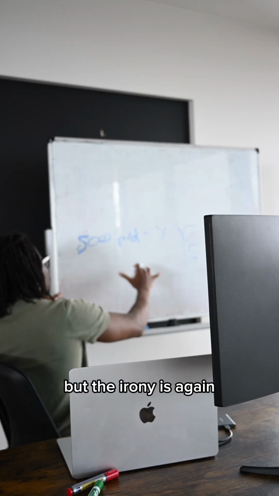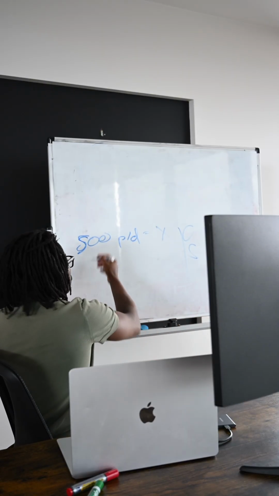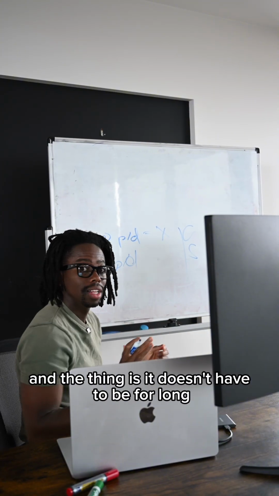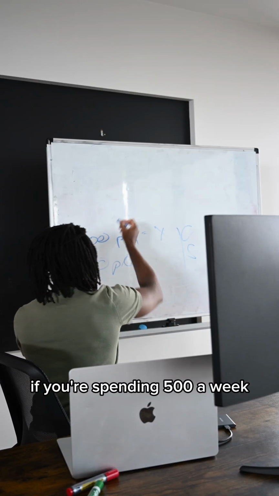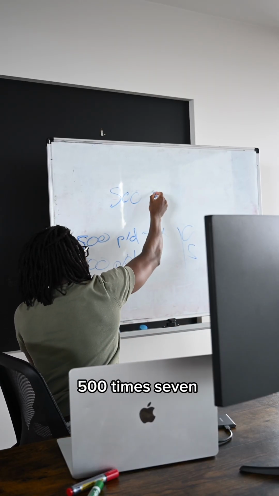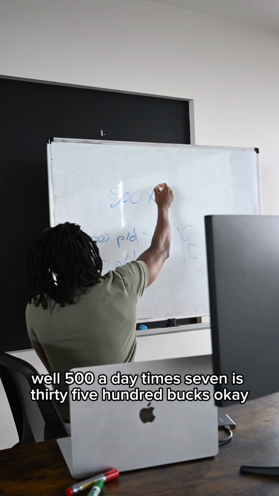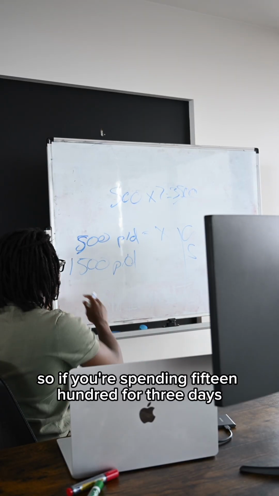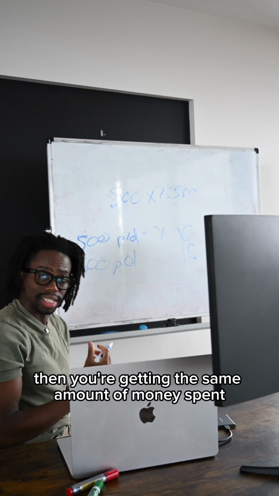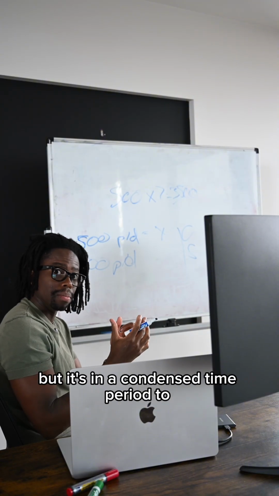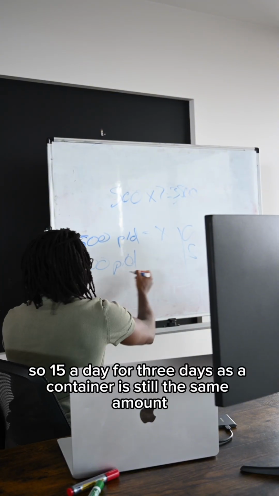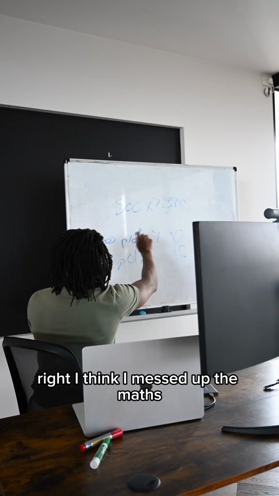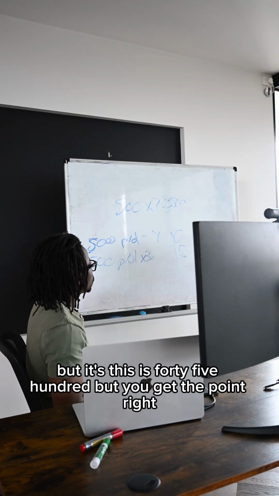But the irony is, again, if we're talking about the increase in creatives, if you now turn 500 into 1,500 per day, the thing is, it doesn't have to be for long. So let's look at the maths of this. If you're spending 500 a day, times 7, is $3,500, okay? So if you're spending $1,500 for 3 days, then you're getting the same amount of money spent, but it's in a condensed time period to speed up the test. So $1,500 a day for 3 days as a container is still the same amount, right? I think I messed up the maths, but this is $4,500, but you get the point, right?